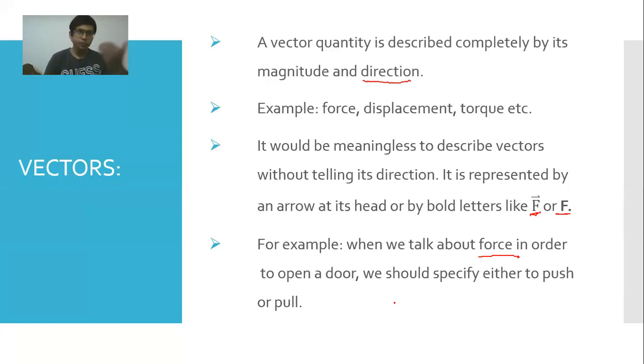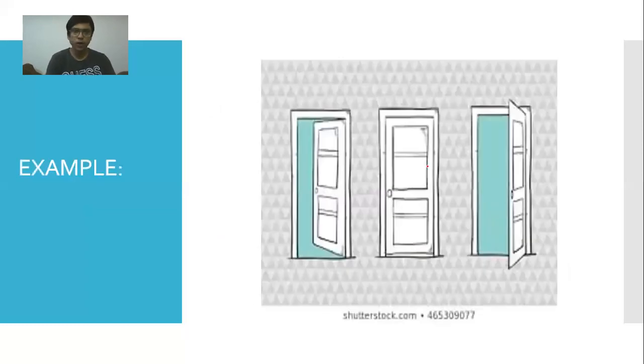Okay, so let's look at an image that might help you understand a bit better. For example, this is a door. This door is closed. In order to open it, we have to apply force to it. And force is a vector quantity.